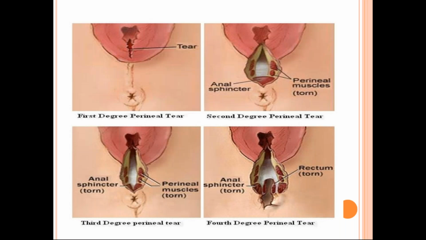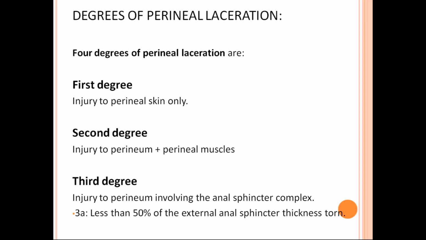Third degree injury to the perineum involves the anal sphincter. Here, first degree is skin and vaginal mucosa. Second degree is superficial and deep transverse perineal muscle. Again, you go further deeper, then you will find the anal sphincter, which is the external anal sphincter and internal anal sphincter. So accordingly, it is again graded. Less than 50% external anal sphincter thickness torn is termed 3A of third degree perineal tear.